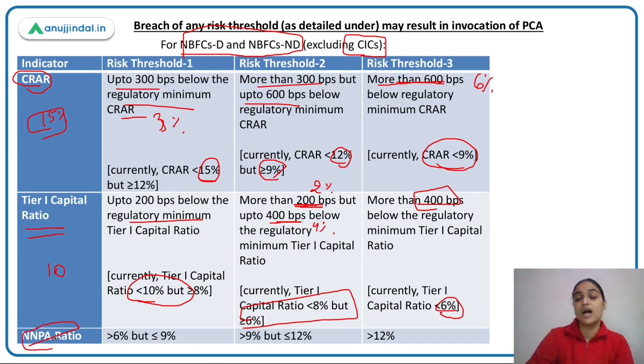So jitne zyada aapke NPAs hain, utni zyada aapki performance kharab ho rahi hai. So if you are maintaining it at between 6 to 9%, that means you are under risk threshold 1. If your NPAs rise even further and you maintain it between 9 to 12, then you are under risk threshold 2. And if you are maintaining it at more than 12%, then you are under risk threshold 3. So this was for NBFC deposit taking and non-deposit taking.